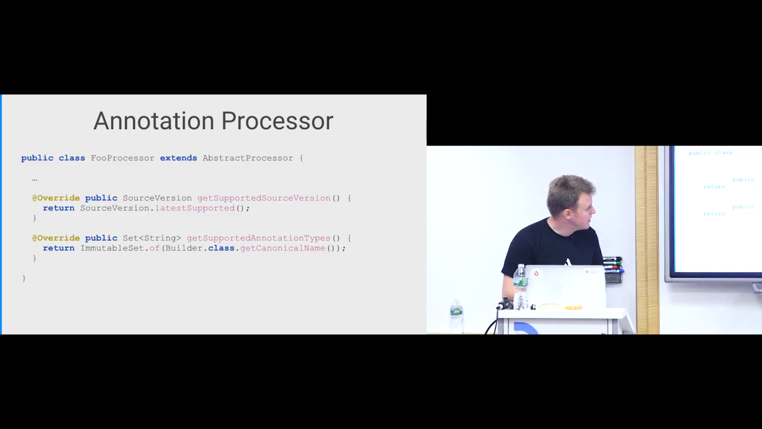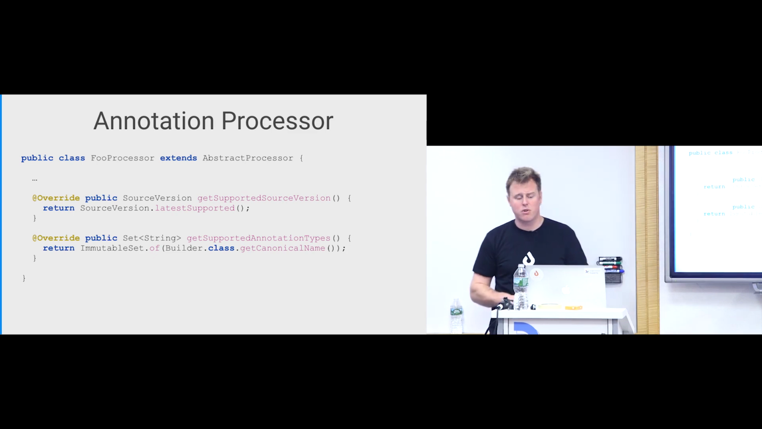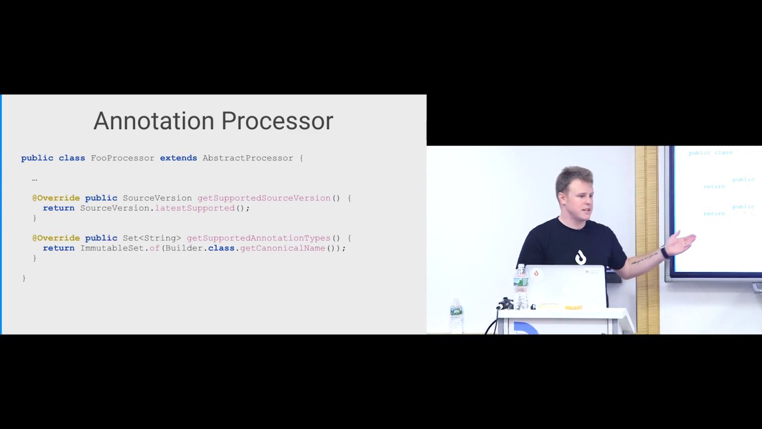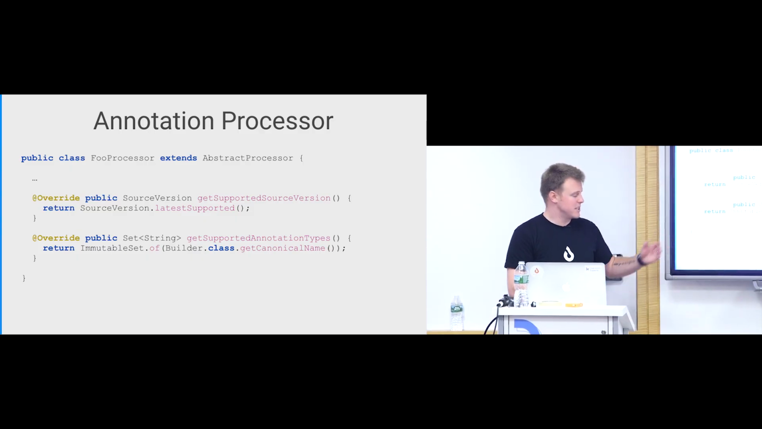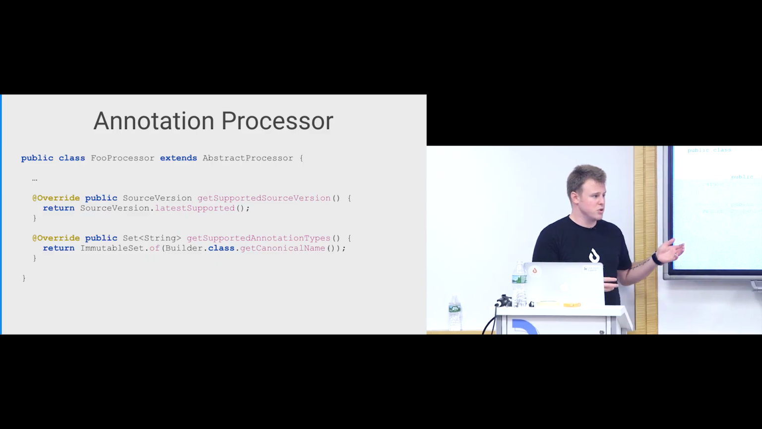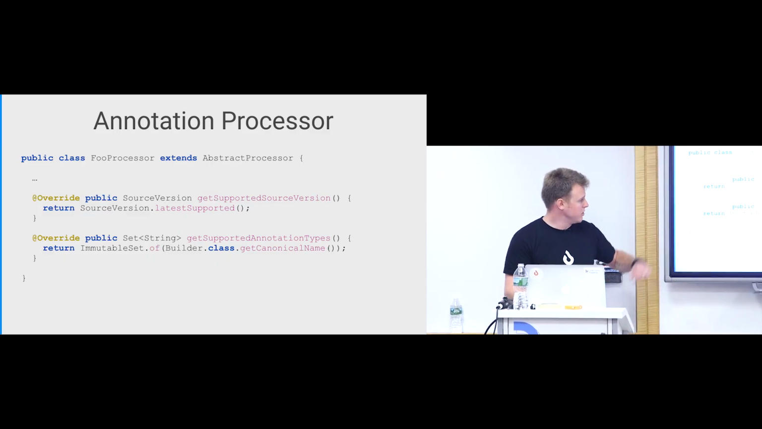Another method that we have is get supported annotation types. This is where you tell the annotation processing tool that we talked about before what annotations you're going to process. When the annotation processing tool starts feeding you annotated classes and objects, it's going to optimize to only send you the ones that you care about, and you do that by returning them in a set right here.